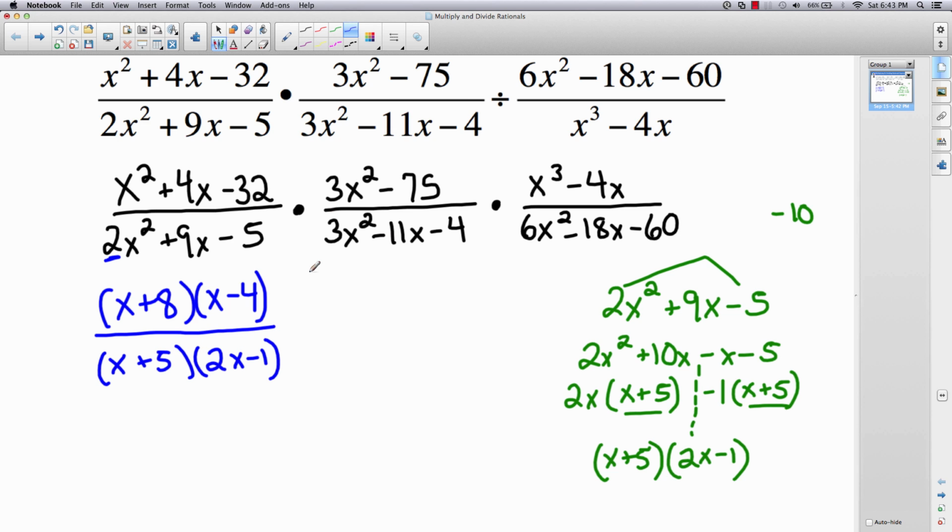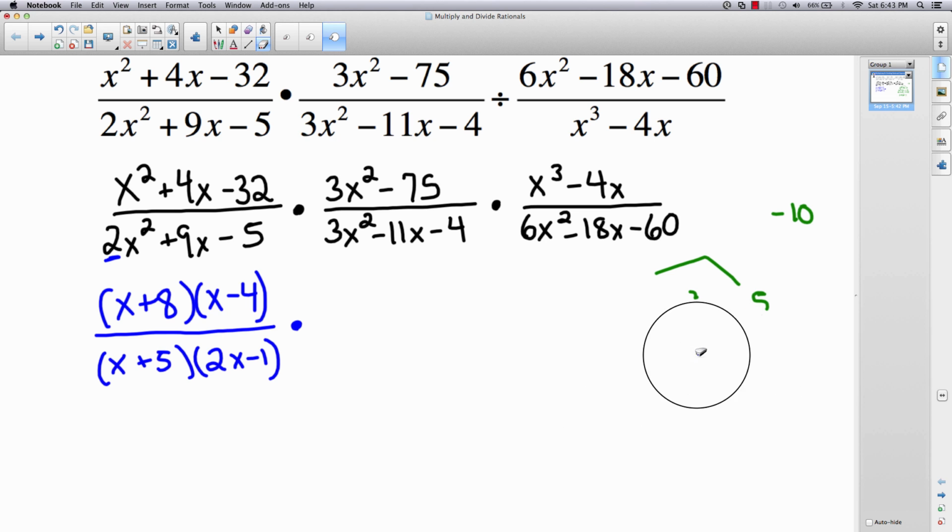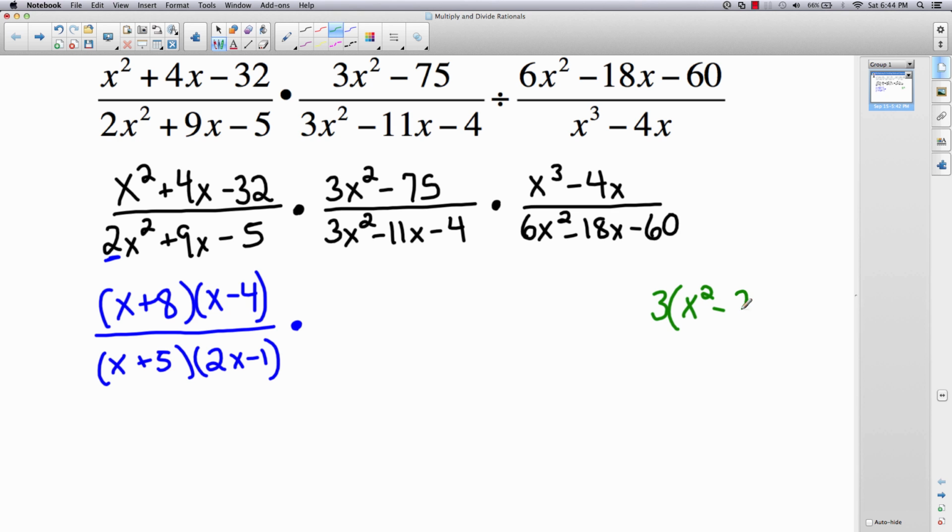Okay, moving now on to our second fraction. So the numerator for that one is 3x squared minus 75. So always look for a GCF first. So in this case, our GCF is a 3. So we could factor out a 3, and we get x squared minus 25. Well, we could also do difference of 2 squares. So that's going to be 3, x plus 5, x minus 5. And now since that's fully factored, we can go ahead and put that in our numerator.